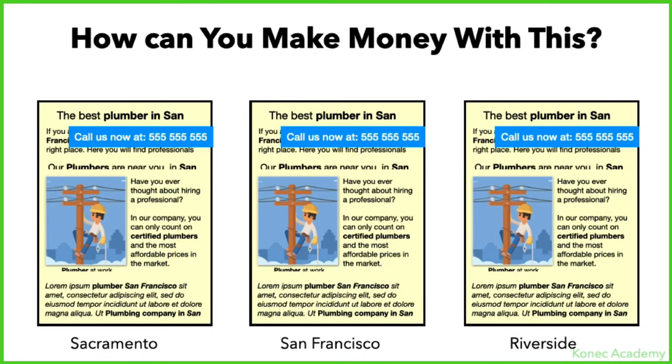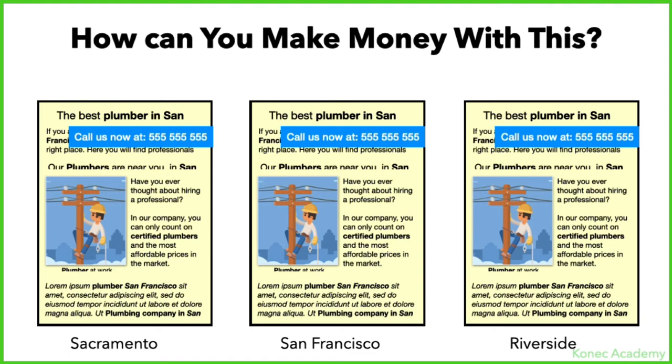And how can you monetize this? Because you can of course do this for your business, or you can do this just as an SEO. And what you do is you build a site and then build a bunch of location pages. They can all be the same. You build one for Sacramento, San Francisco, Riverside, and as many as you want, 10, 20, 30 pages. And what you can do is you can rent out these pages individually to different businesses.